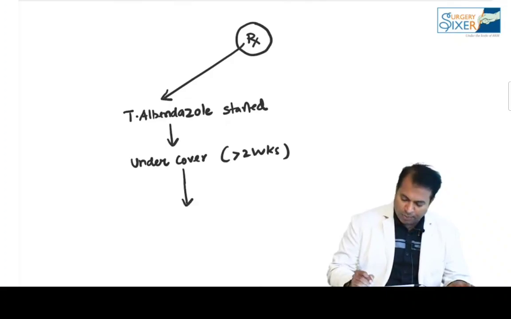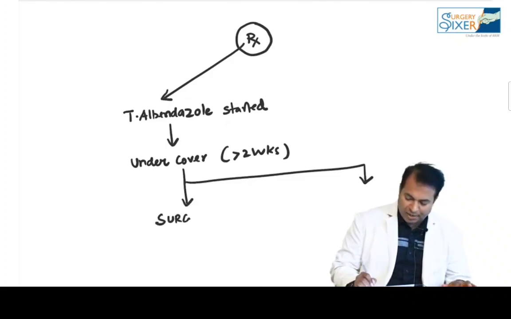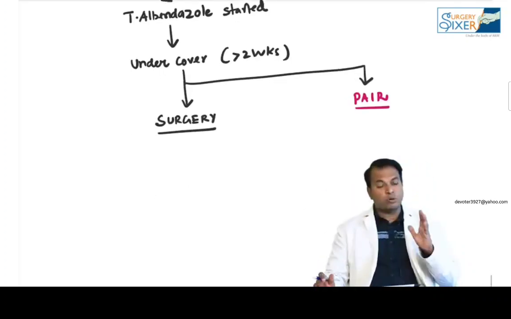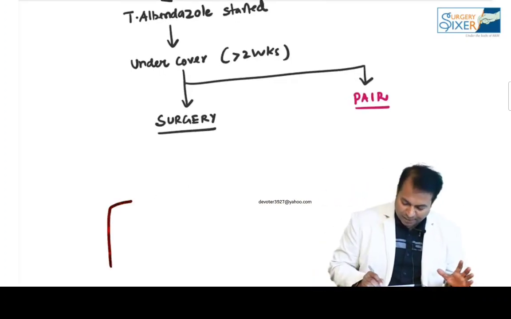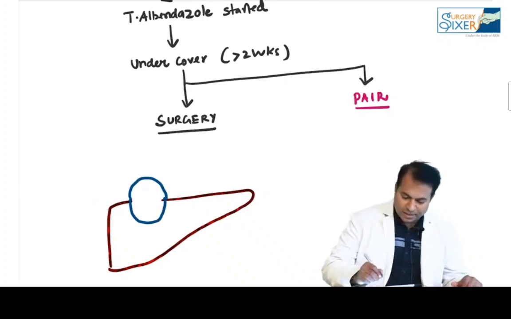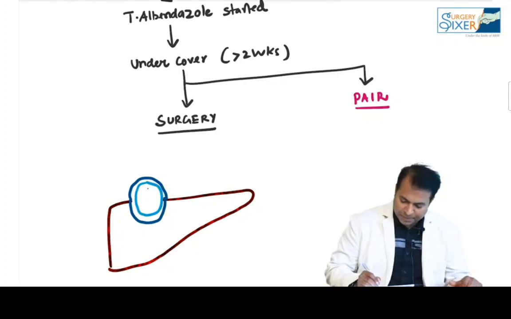The treatments are of 2 types. Surgery is one treatment, which was done very commonly in those days and which is now largely replaced by a new treatment known as PAR. I'm going to discuss these two. Let me discuss the conventional treatment first, that is surgery. Let us assume this is the hydatid cyst. This is the ectocyst, this is the middle laminated membrane, and this is the inner germinal layer with the cyst.